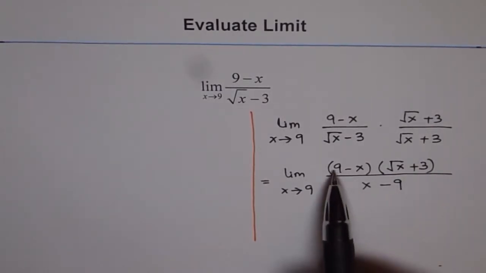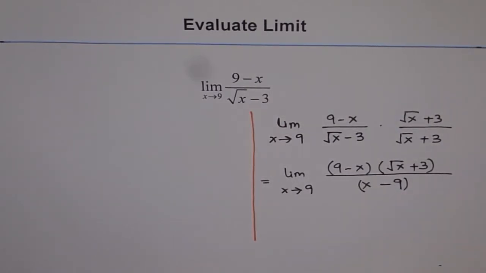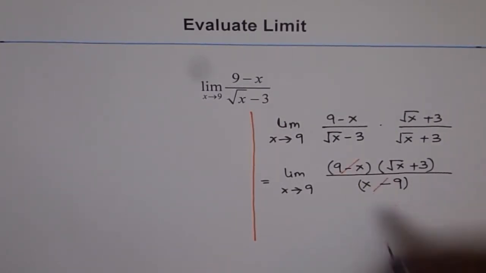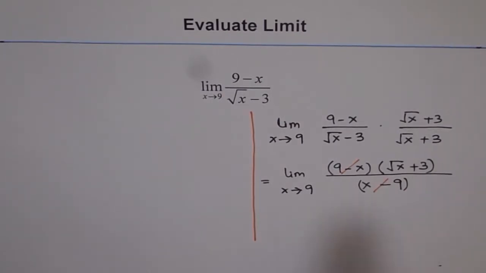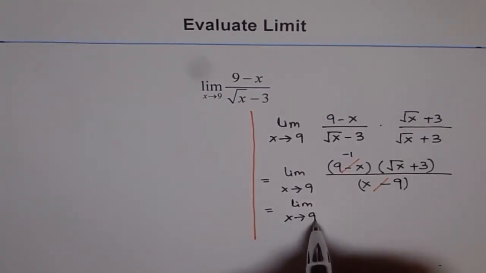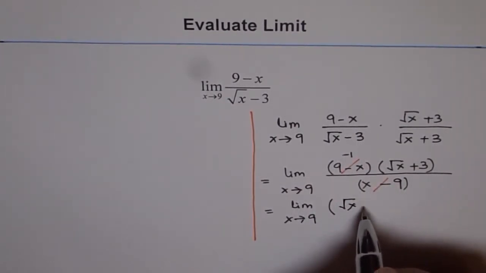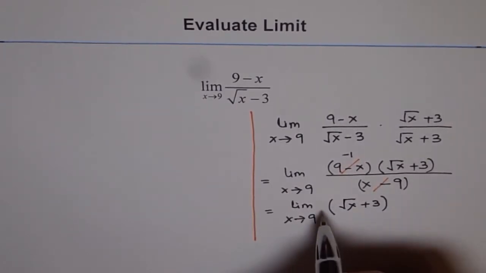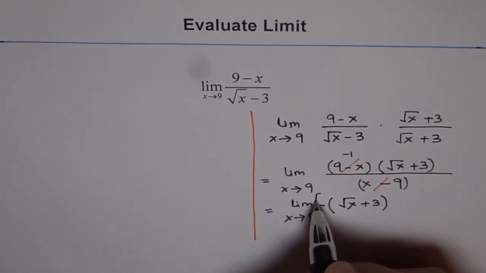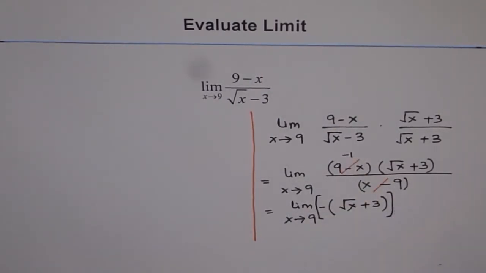Now you can see that 9 minus x and x minus 9 can be divided, right? What do you get when you divide 9 minus x by x minus 9? You get minus 1. Therefore, I can write this as the limit as x approaches 9 of minus (square root x plus 3). Let me put a bracket here; this minus is for minus 1. Now we can substitute 9 in this and get our answer.